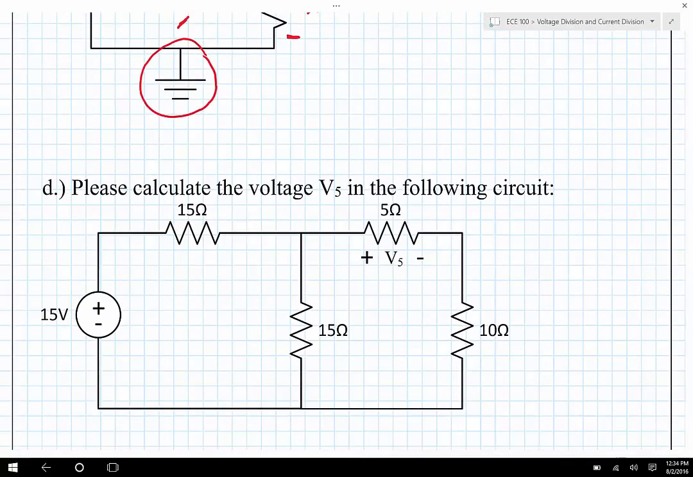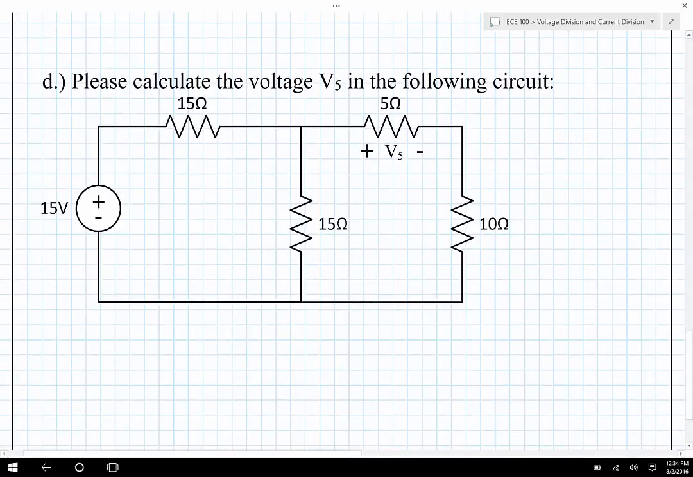And we come to our fourth example. Now this one is the same geometry as the second example, but now I'm asking for this voltage right here. Remember, before I was asking for this voltage and this voltage, but no longer am I asking for those two voltages. I'm asking for V5.